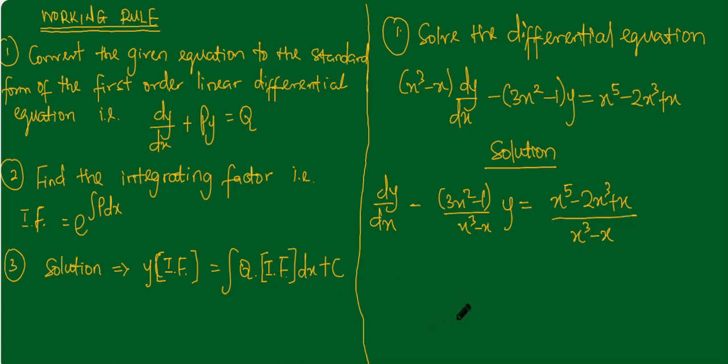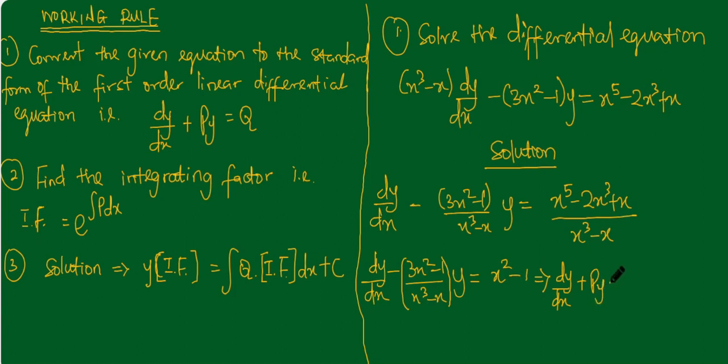So we can further simplify the right hand side of this differential equation to give us dy/dx minus (3x squared minus 1) divided by (x cubed minus x) multiplied by y is equal to, when we divide x raised to power 5 minus 2x cubed plus x by x raised to power 3 minus x, we are going to be obtaining x squared minus 1. So now this looks like the general form of the differential equation dy/dx + py = q.